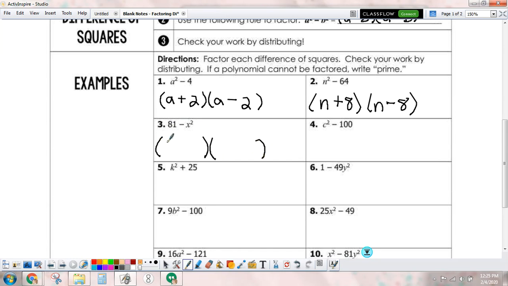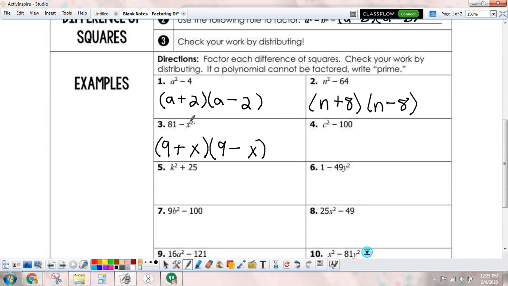The square root of 81 is 9, so I'm going to put 9 on both of them. And then I have this difference of squares, so one's positive, one's negative. It doesn't really matter which one you put first. I'm just going to keep putting the plus first. It's typically how you see it, but it doesn't matter if you put the subtraction first or the addition first. And then the square root of x squared is x. So I'm putting x on both of them.